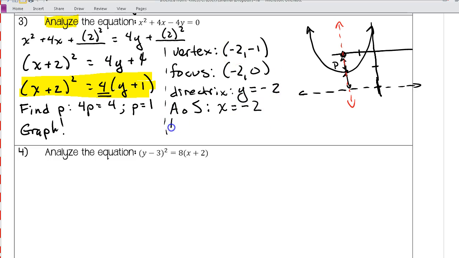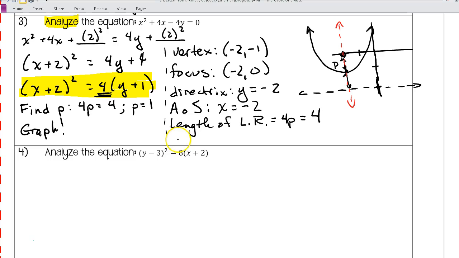And then we need the length of the latus rectum, and we know that that's 4p. My 4p is right here in the standard form, so that's easy. That's just going to be 4.